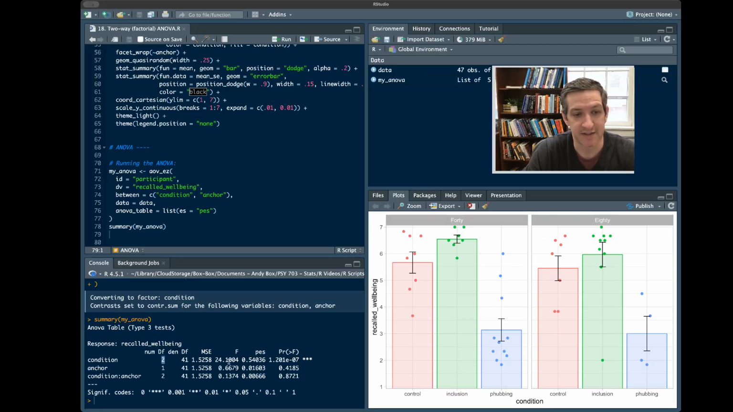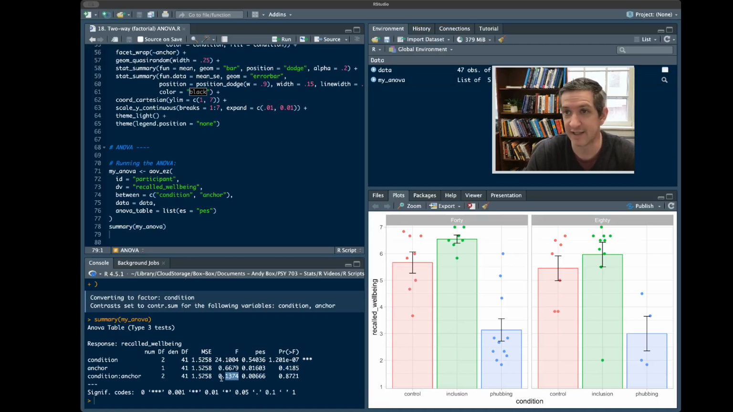And we have the associated statistics. We have a very strong F statistic. Our partial eta squared is massive, explaining over 50% of the variance with a very small p-value. Cool. We can see anchor has a very small F statistic, explains very little variance, and has a non-significant p-value of 0.419.